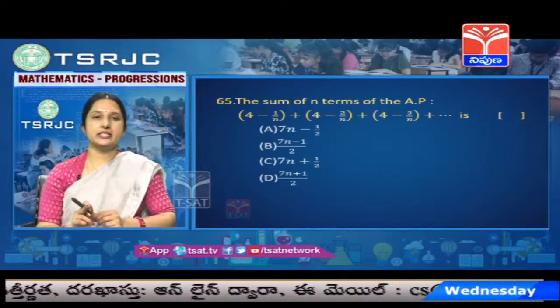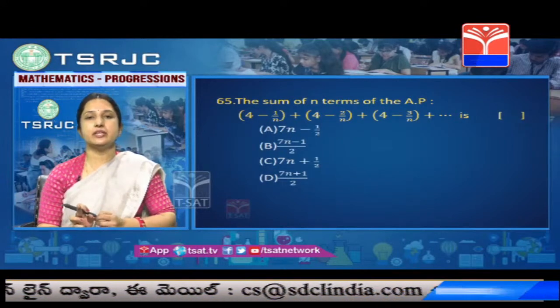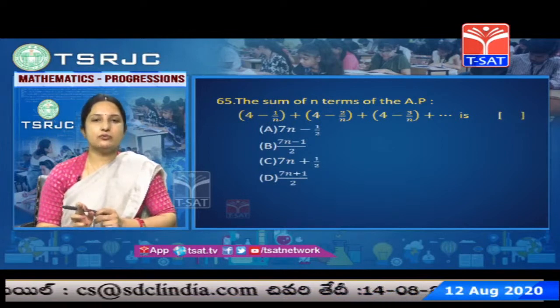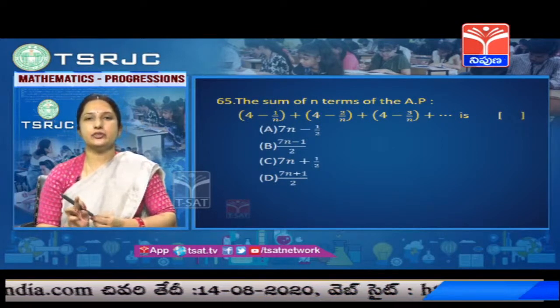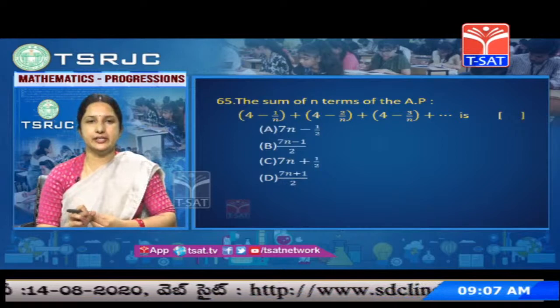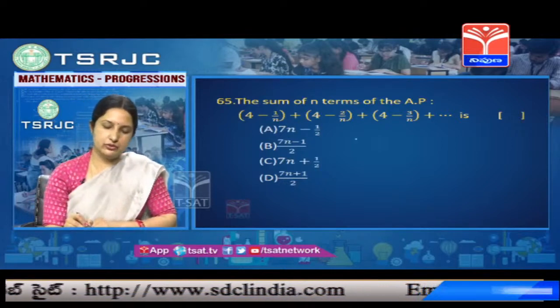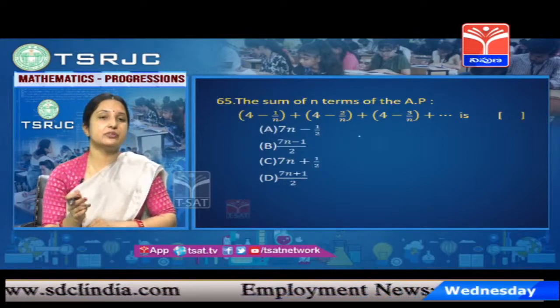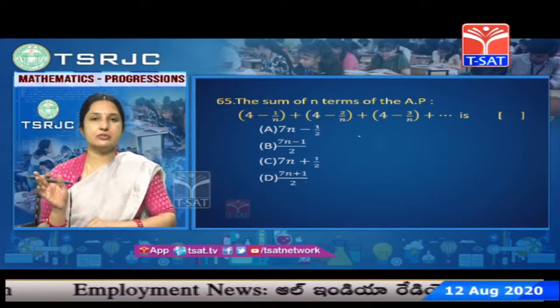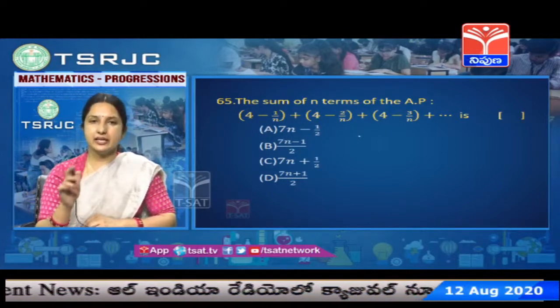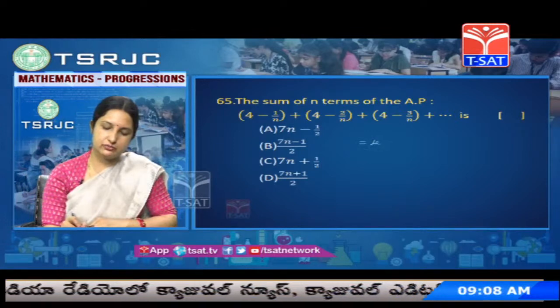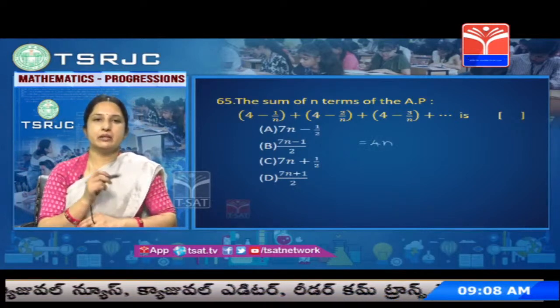Next question number 65. The sum of n terms of the AP is what? So here we had to find out the sum of n terms. So 4 plus 4 plus 4, how many times is there? That is 4 and so on. That is there n times. So first one is 4n, we can write directly.